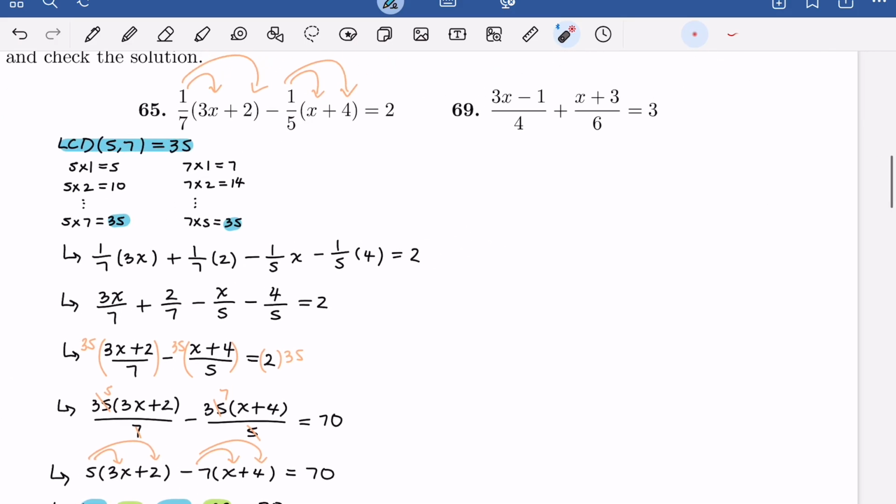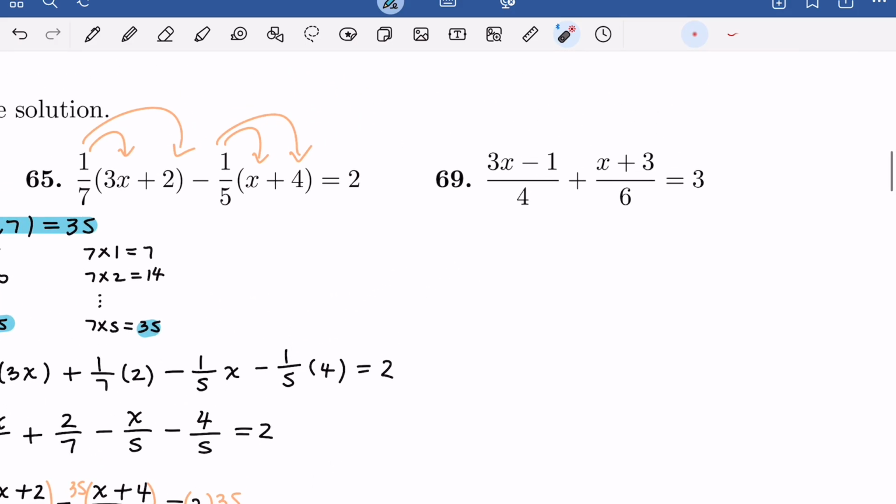All right, let's look at this last one here. So same idea, we're dealing with fractions in this case. So what we want to do to get rid of these fractions is find the least common denominator and multiply both sides of our equation by that LCD.